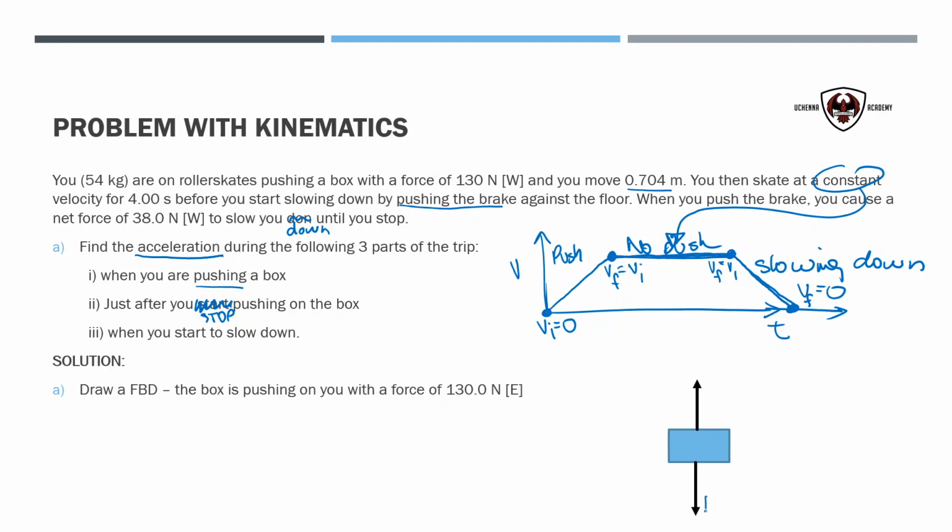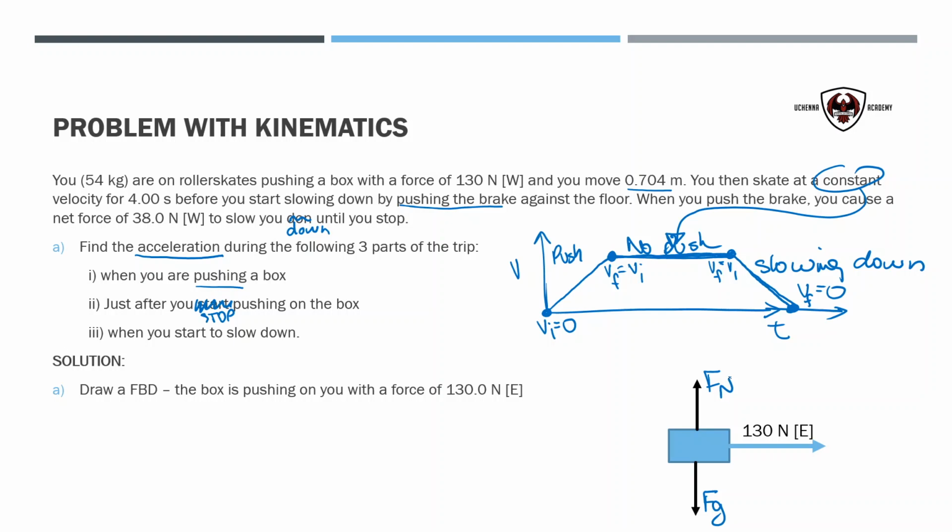I mean, there's the gravitational force here acting on you. There's the normal force because you're on a surface acting on you. They cancel each other out because there's no net movement in the y direction. But there is this force of the box applying on you of 130 newtons in the east direction, right? So there's that force there.